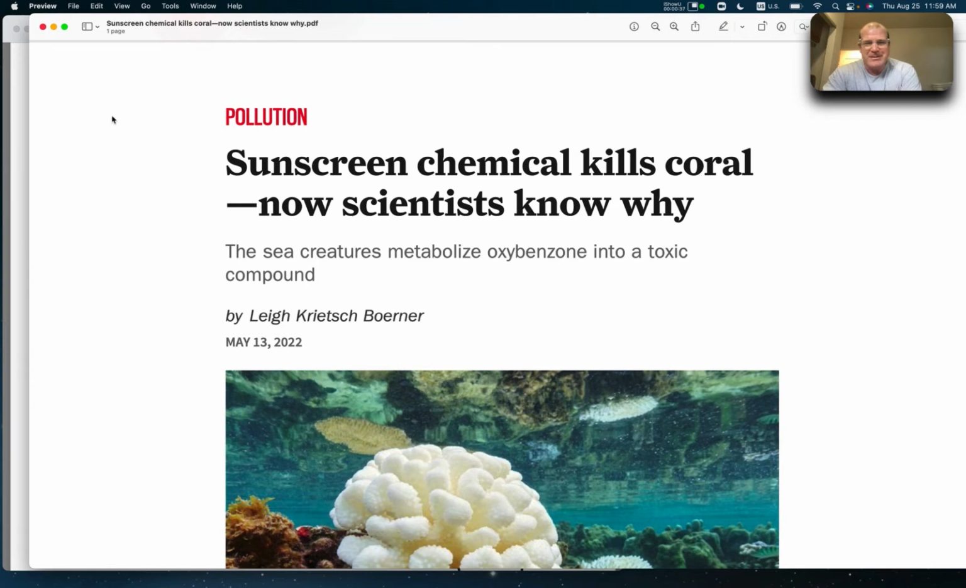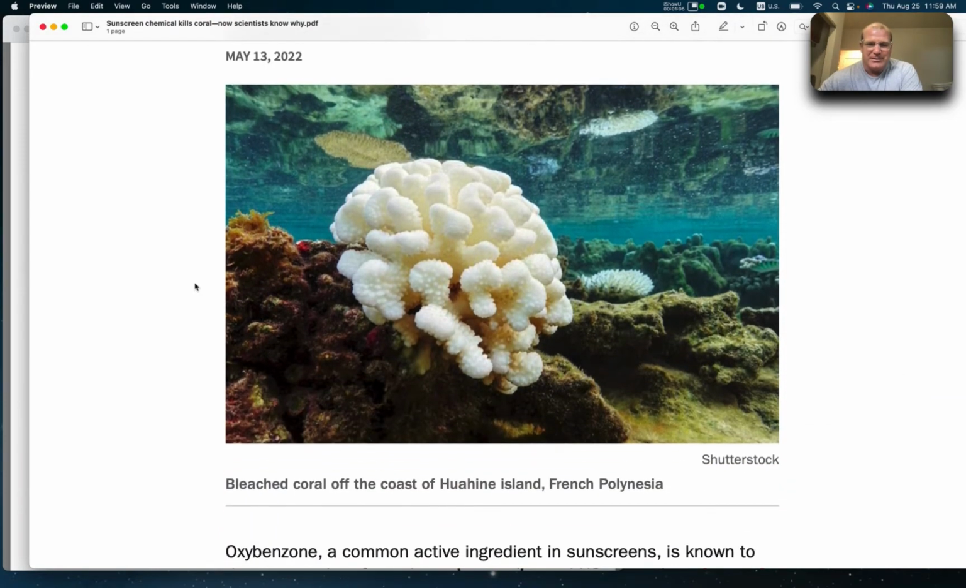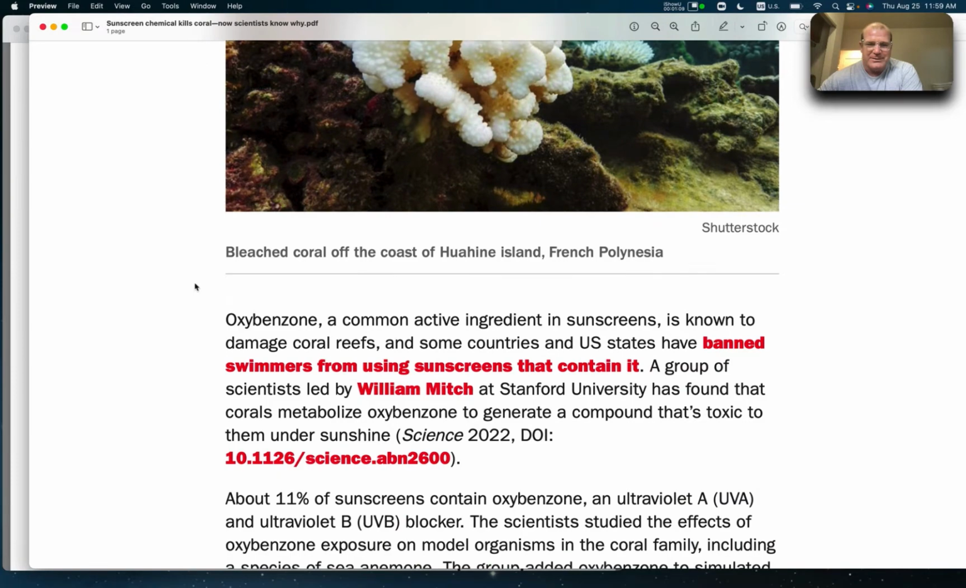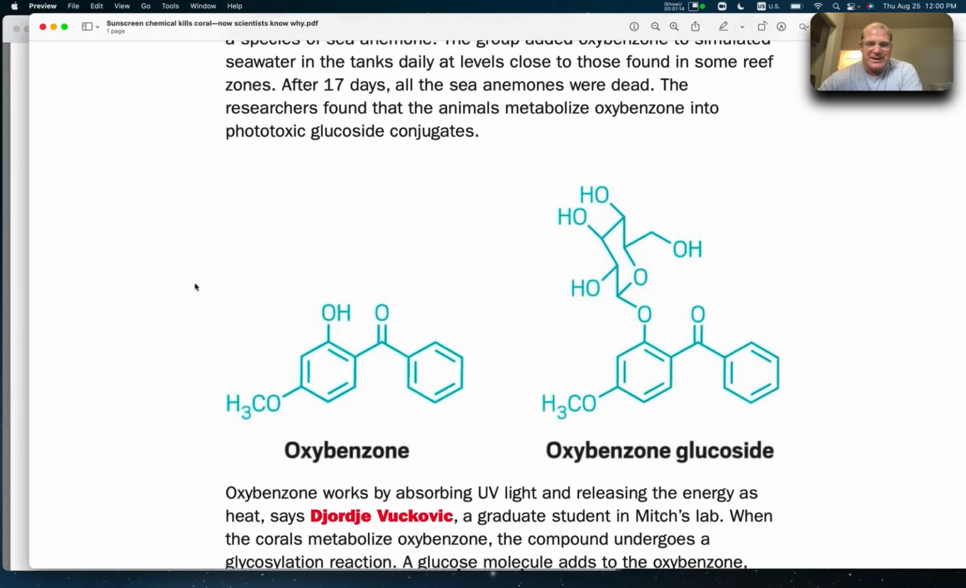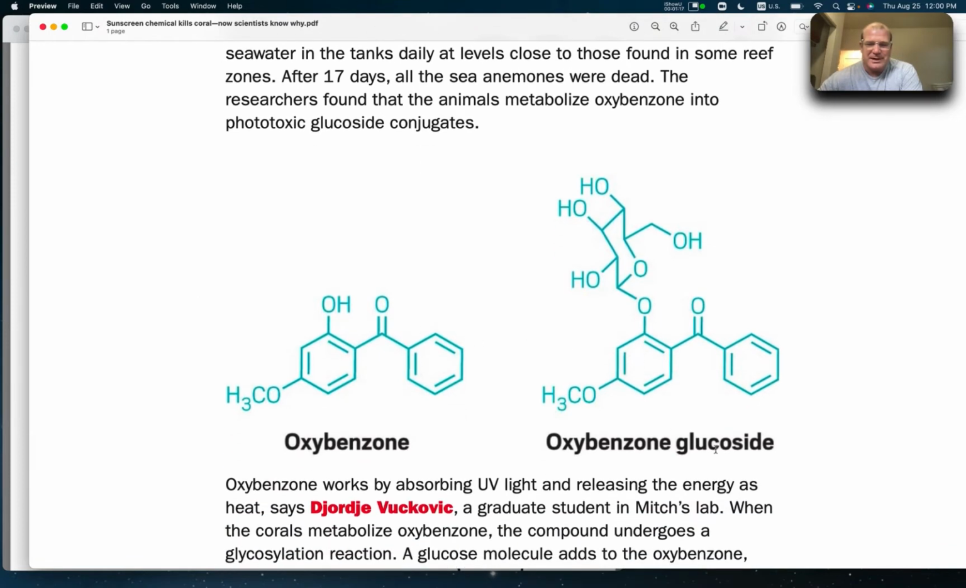This week's article, and I harvested this one a while ago and I've been saving it for this semester, is on sunscreens. Oxybenzone is a chemical that's very commonly found in certain sunscreens, and those have now been, well, I don't know if they've been banned, but they've been taken out of a lot of things, and I understand why. It turns out that the reefs turn the oxybenzone into something that's toxic. So it turns it into oxybenzoglucoside here.